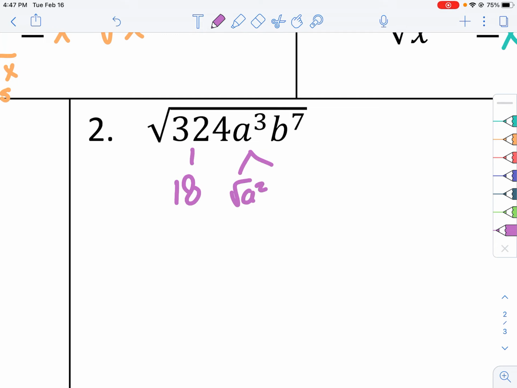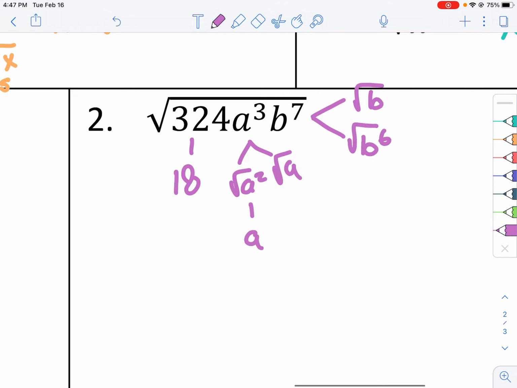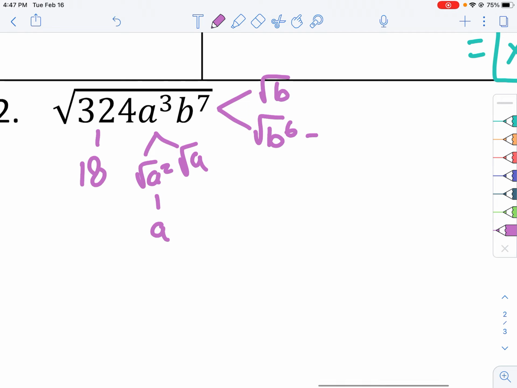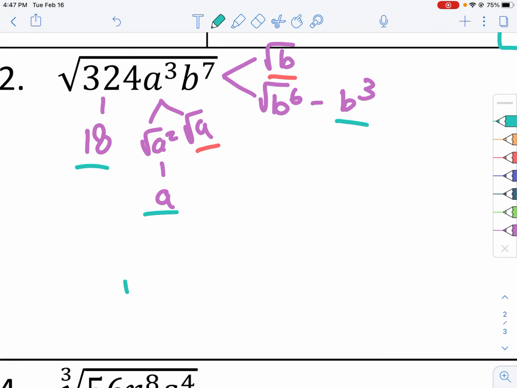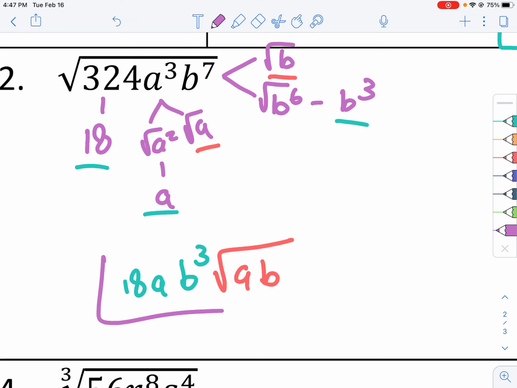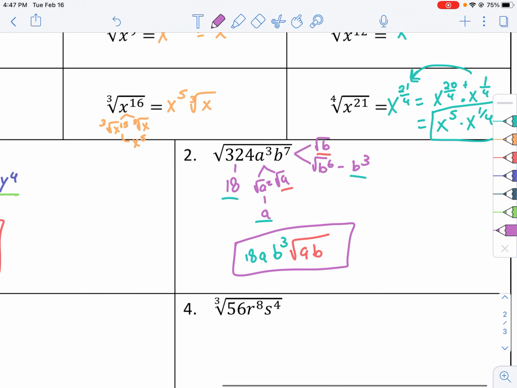So that's square root of a squared, square root of a. B to the 7th is the same thing. Square root of b to the 6th times the square root of b would give us square root of b to the 7th. A squared becomes a. Square root of b to the 6th becomes b to the 3rd. Everything outside of a square root, everything inside of a square root. So we have 18a b cubed square root of a b. And there's your solution.